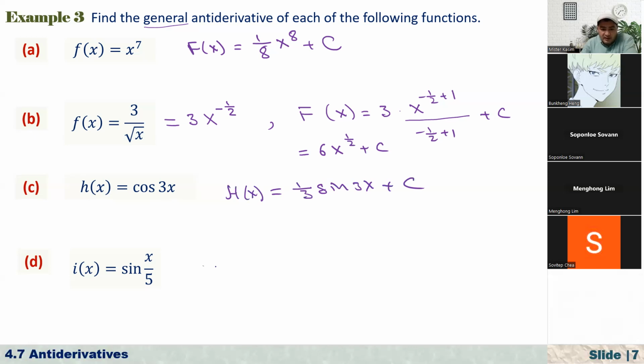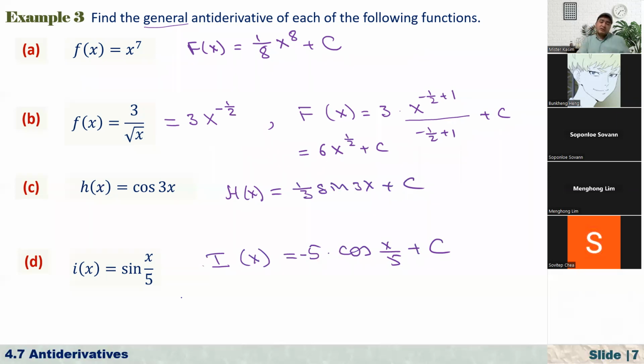And how about sine of x over 5? The general antiderivative of this function, capital I of x, is equal to 5 times cosine of x over 5. But it becomes minus, so that's why I need to write minus here, plus c. If you differentiate minus 5 times cosine of x over 5 plus c, you get sine of x over 5.